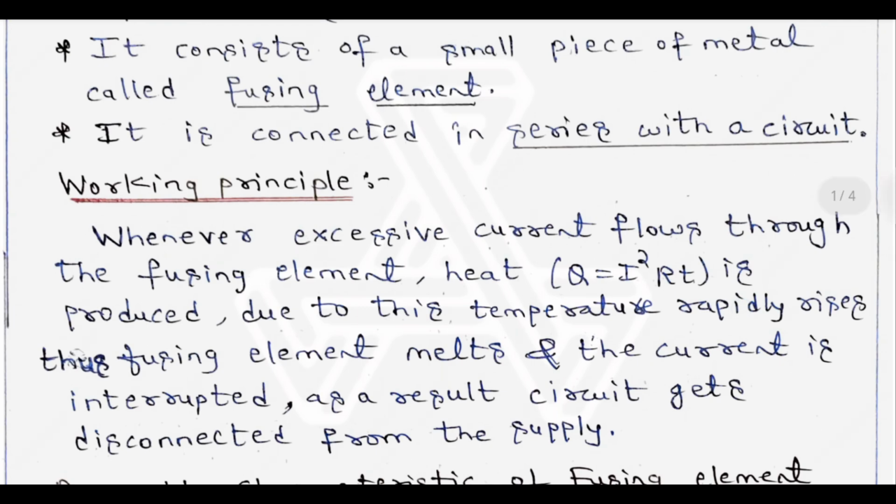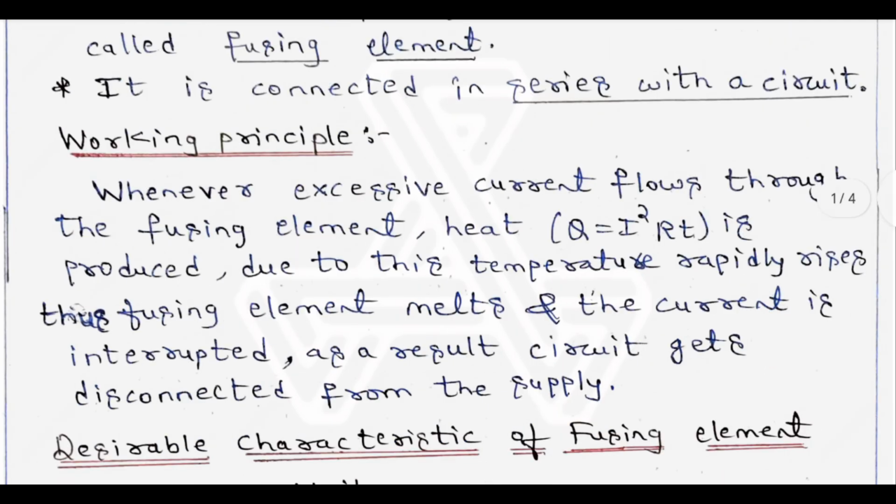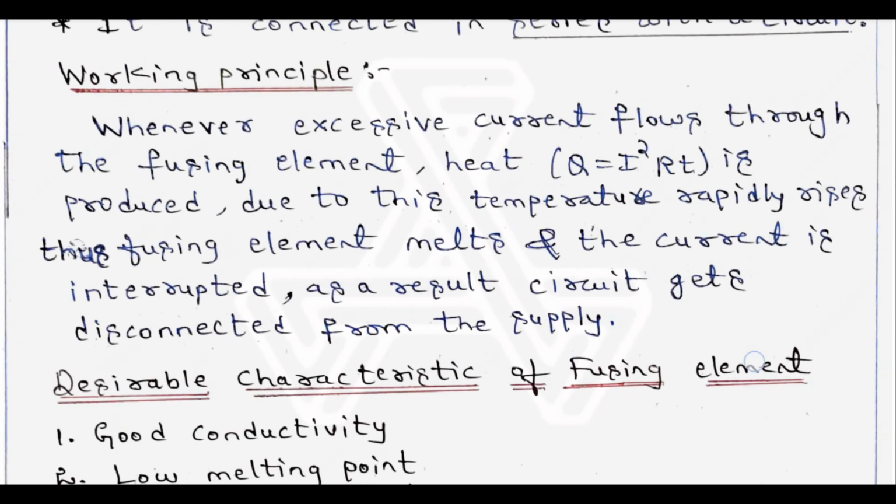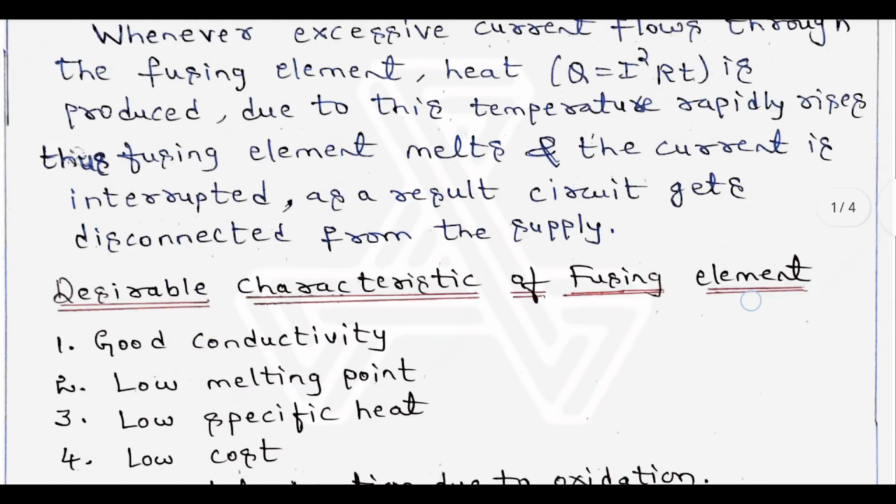Working principle: whenever excess current flows through the fusing element, heat Q equals I squared R T is produced. Due to this, temperature rapidly rises. Thus, the fusing element melts and the current is interrupted. As a result, the circuit gets disconnected from the supply.